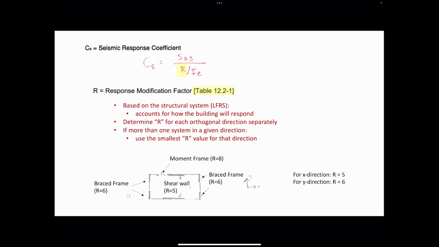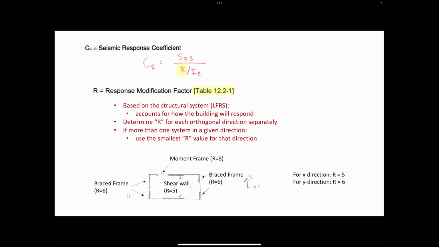All right, so first up, R. R is based on the lateral force resisting system. So it basically accounts for how well the building will respond to a seismic event, right? So we need to figure out what R is for each orthogonal direction separately, because we might have a different lateral force resisting system in the two orthogonal directions. You could have shear walls in one direction and braced frames in another, and then that would give you two different R values, one for each direction, right?